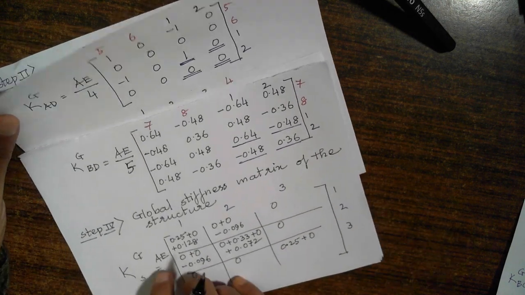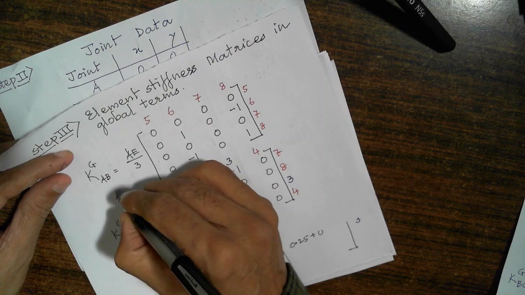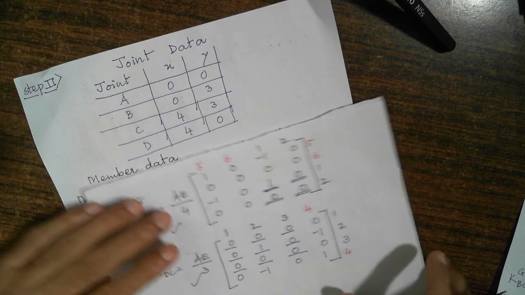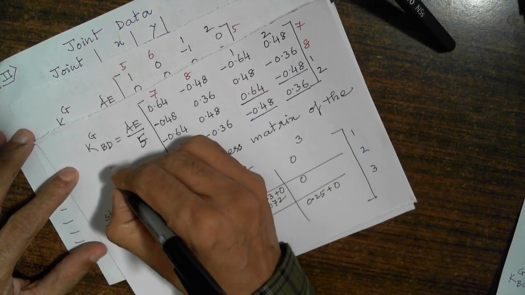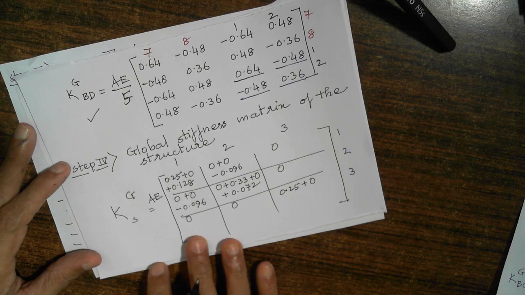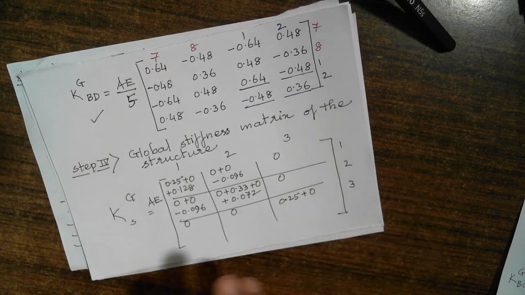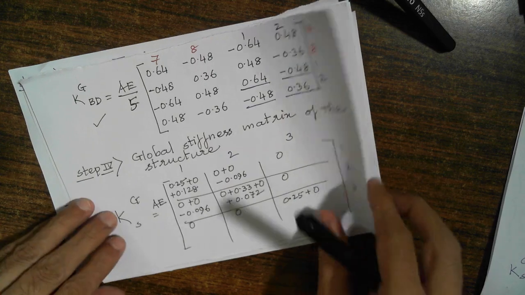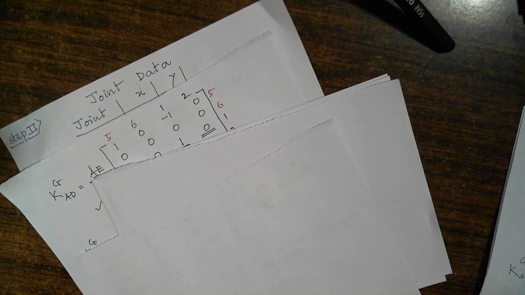Now I have mapped all the elements from AB, all the elements from BC, all the elements from AD, DC, as well as the last element I have mapped from BD. So I have mapped all the elements in the global stiffness matrix of the structure from the elemental stiffness matrices. I am just simplifying these calculations and writing the global stiffness matrix for the structure as a whole, that is K global structure.